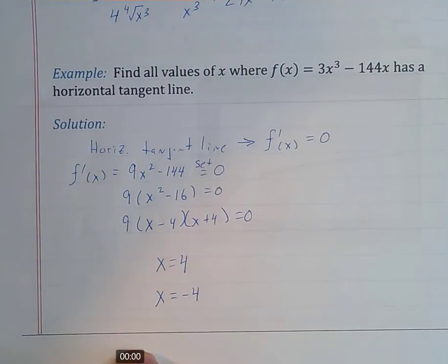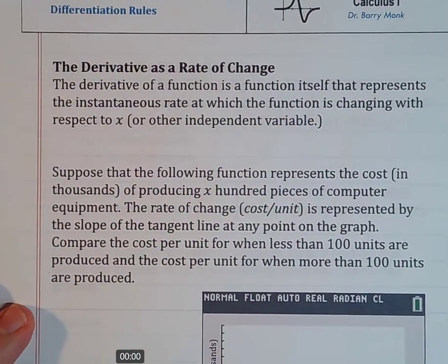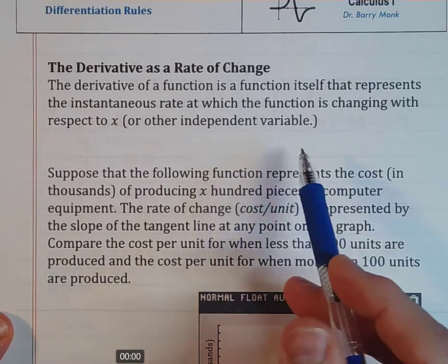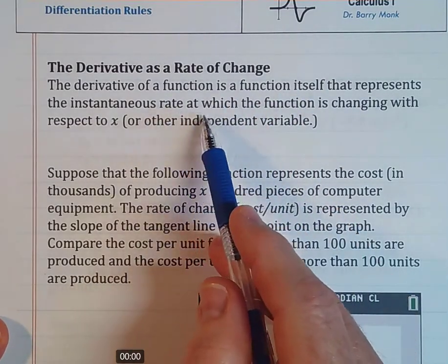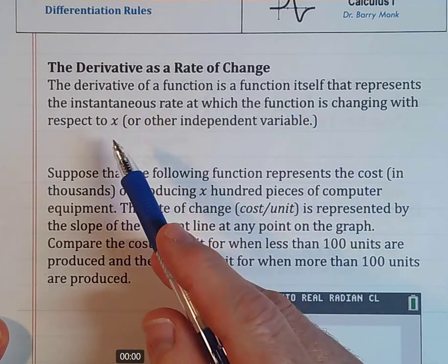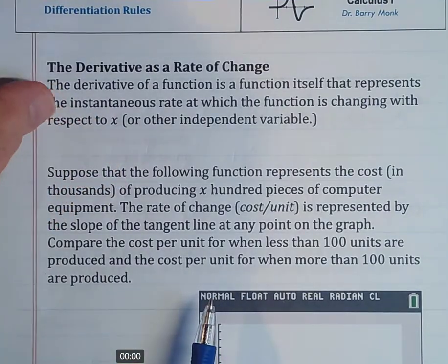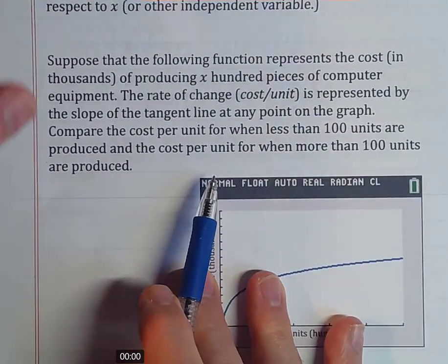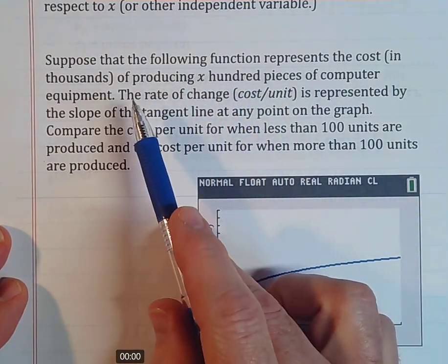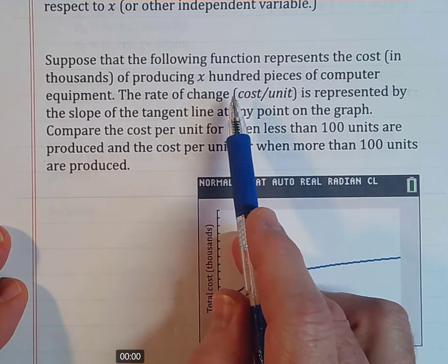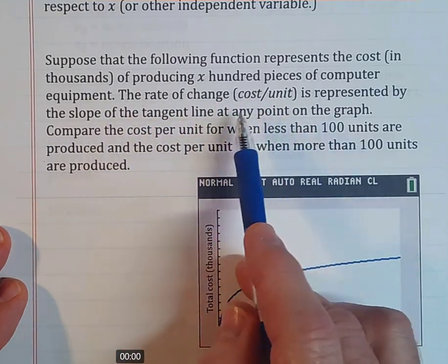So what is it that I'm really doing here with these derivatives? Well, let's just kind of think about this for a second. The derivative of a function is a function itself. And that function represents the instantaneous rate of change at which the function is changing with respect to x, or whatever variable I'm dealing with. So suppose that the following function represents the cost in thousands of producing x hundred pieces of computer equipment. The rate of change, which would be cost per unit, is represented by the slope of the tangent line at any point on the graph.